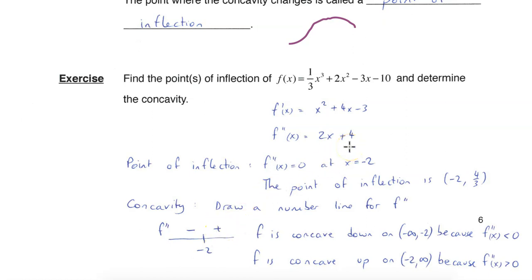And then for a value like below -2, I can choose -20, whatever. It's so easy here. 2 times -20 is -40, plus 4, -36. So clearly it is a negative value.